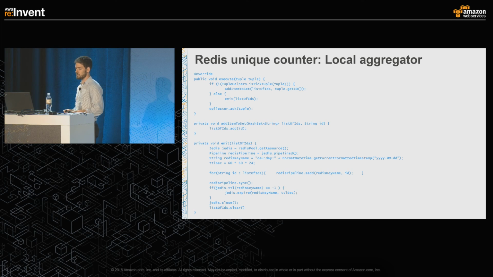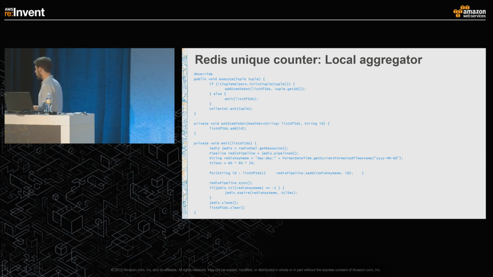And then the second thing is there's this concept of tick tuples. So in addition to a bolt receiving tuples from some upstream node, it can also receive system-generated tuples every X number of seconds, and that's configurable by bolt. So in our situation, if it's not a tick tuple, we're going to add our item to the set. And you can see that just adds it to a list of IDs that's stored locally. And then if it is a tick tuple, so maybe that's every 10 seconds or something like that, we're going to call that emit method on that list of IDs.